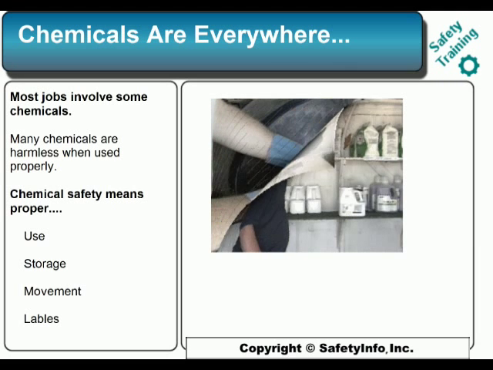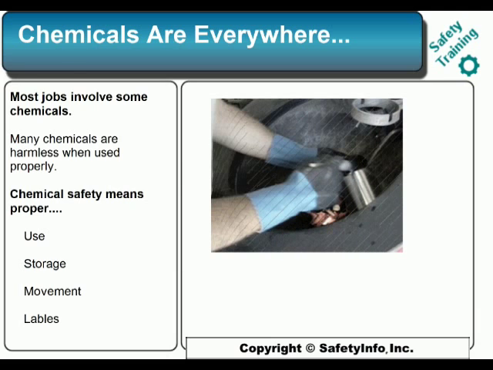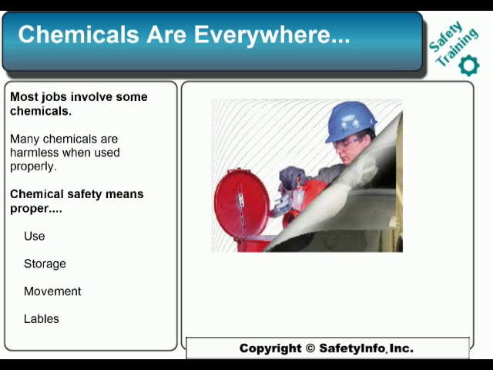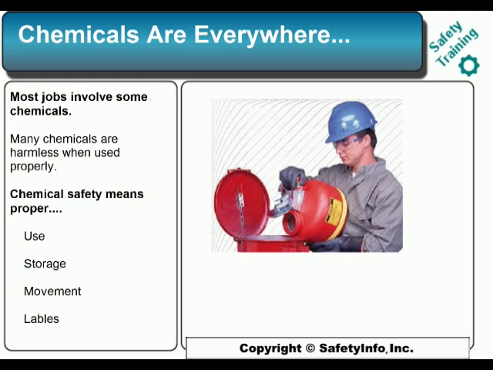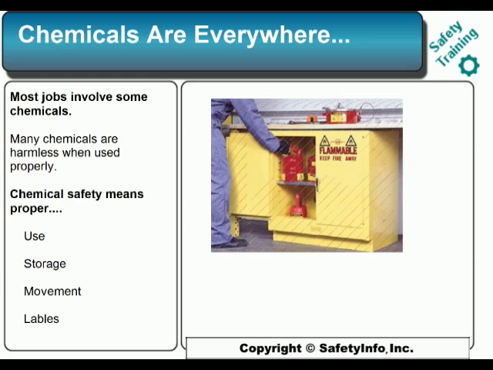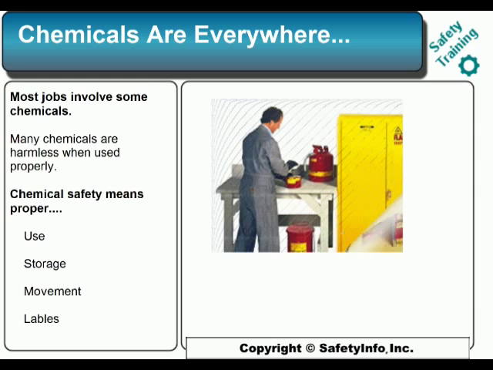Today, there are few jobs that do not involve the use of some chemicals. Office workers handle printer and copier inks and toners. Production workers are exposed to processing chemicals, and maintenance workers have a host of chemicals that they may work with day to day. As an employee, your job is to ensure these chemicals are used, stored, transported, and labeled properly.